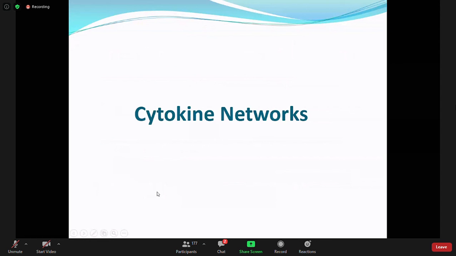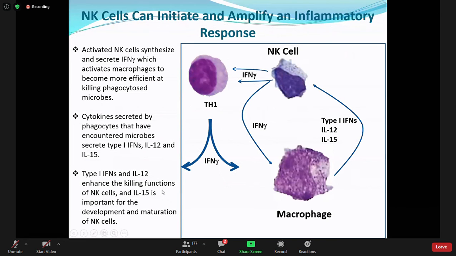And then finally, I just want to talk about the cytokine networks. There are many different kinds, but this is just one example. First of all, when you get an infection, like say a bacterial infection, this will stimulate the macrophage, which has taken up that bacteria through its PRR, and stimulate it to produce this cytokine interleukin 12 and interleukin 15 and these type 1 interferons.